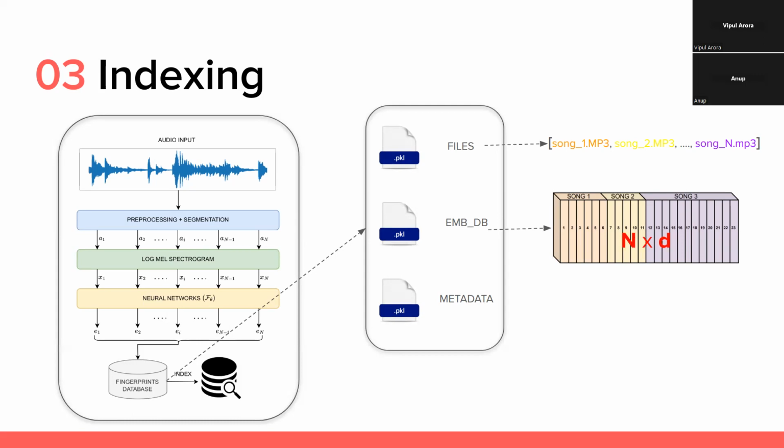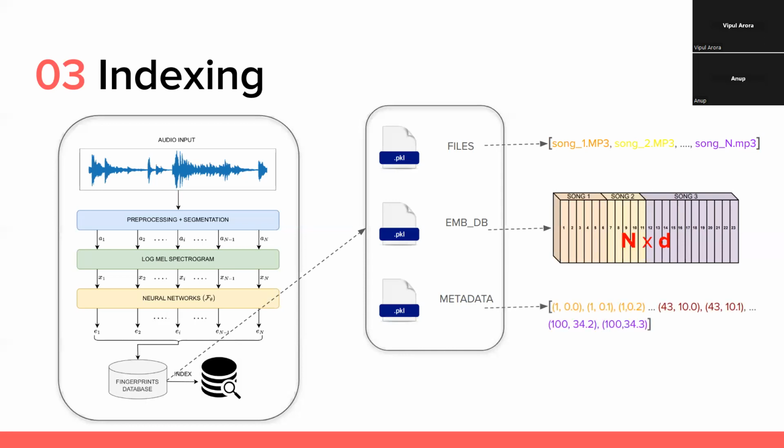So what is the dimension? The dimension of this array is n cross d. So what is n? n is the number of chunks, or you can say the number of fingerprints, and d is the embedding dimension. Because we are feeding to a neural network, you're getting an embedding. So d is the dimension of that embedding.